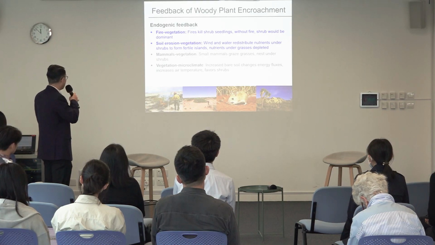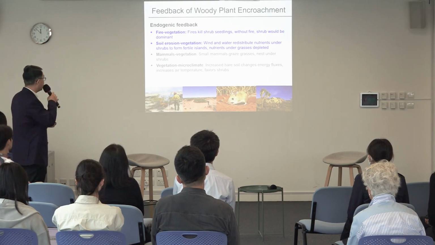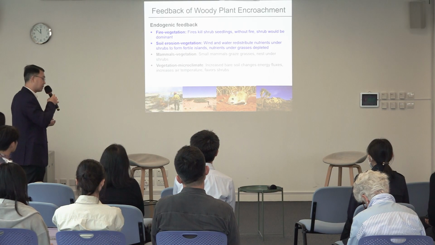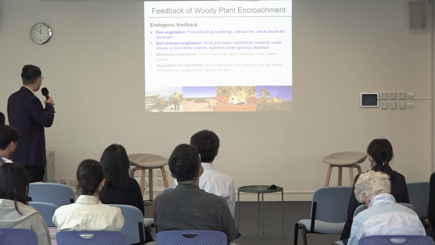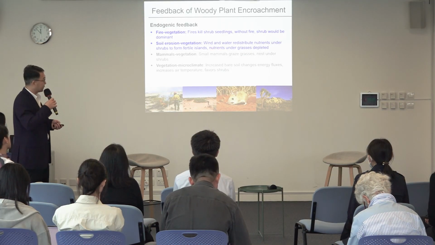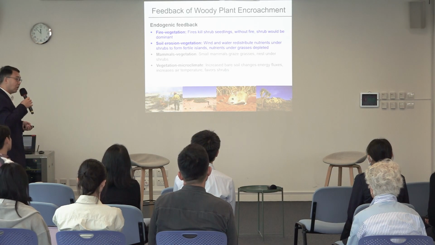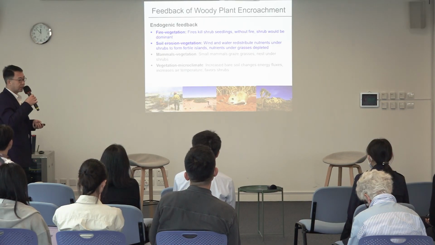And then the last two are considered to be relatively minor in terms of the feedback processes. They work in a kind of small magnitude, small degree. For example, the mammal vegetation feedback process, the vegetation microclimate feedback processes, they also work locally to change the competition between grasses and shrubs.